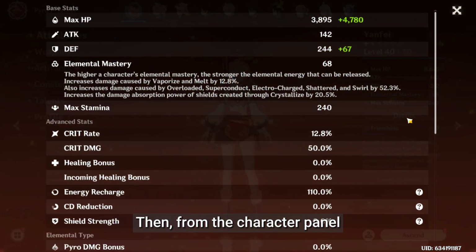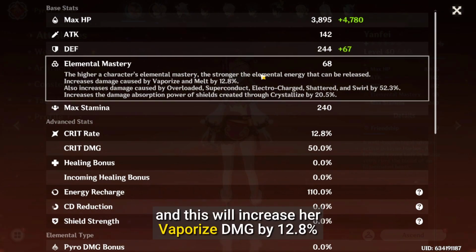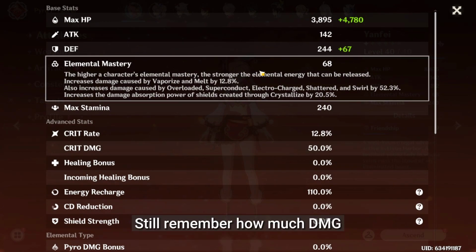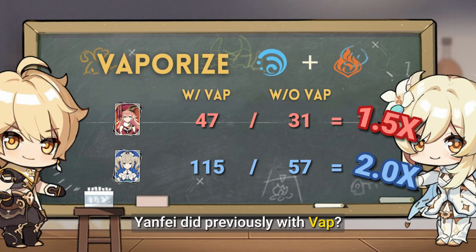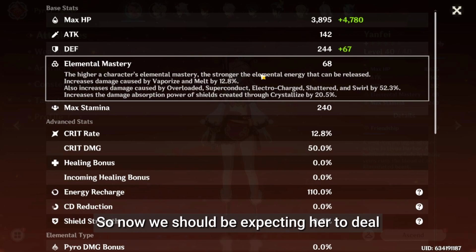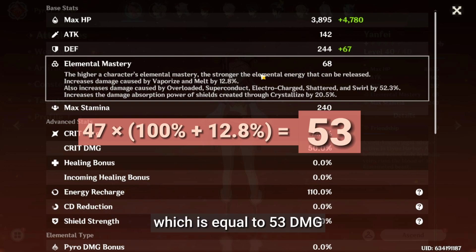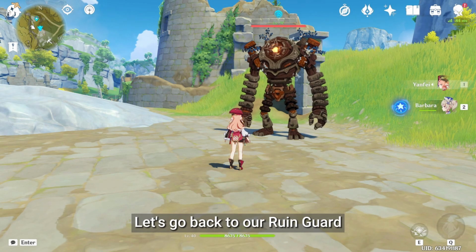Then, from the character panel, we can see that Yanfei now has 68 EM, and this will increase her Vaporize damage by 12.8%. Still remember how much damage Yanfei did previously with Vape? It was 47. So now, we should be expecting her to deal 47 times 1.128, which is equal to 53 damage. Let's go back to our Rune Guard.